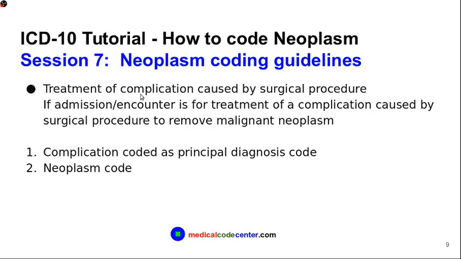For treatment of a complication caused by a surgical procedure, if the admission or encounter is for the treatment of a complication caused by surgical procedure to remove a malignant neoplasm, you code the complication as the principal diagnosis code, and then the neoplasm code as the secondary code.